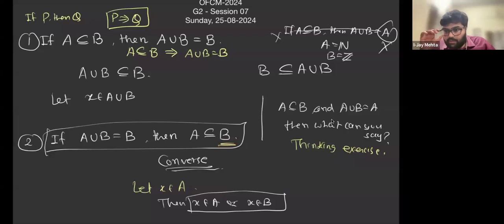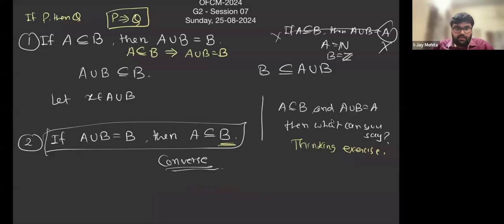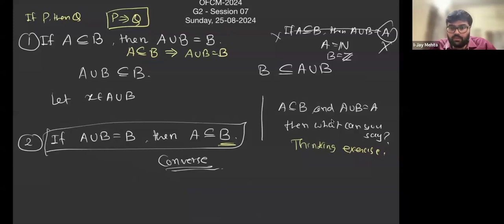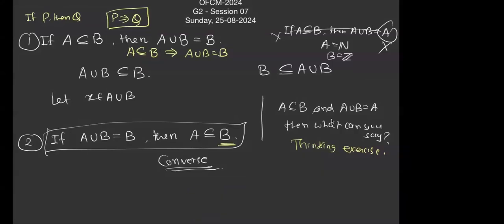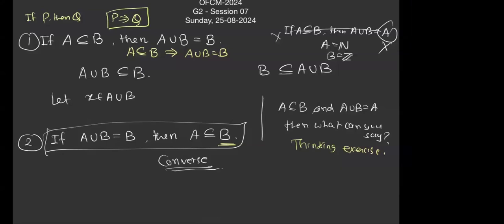Okay, good. Room number 10, Sonali. Can you repeat now the entire argument? First, we are given A union B equals B, and we have to prove A is a subset of B. Now let's start. A is a subset of B, this is what we have to prove. So we can say X in A.